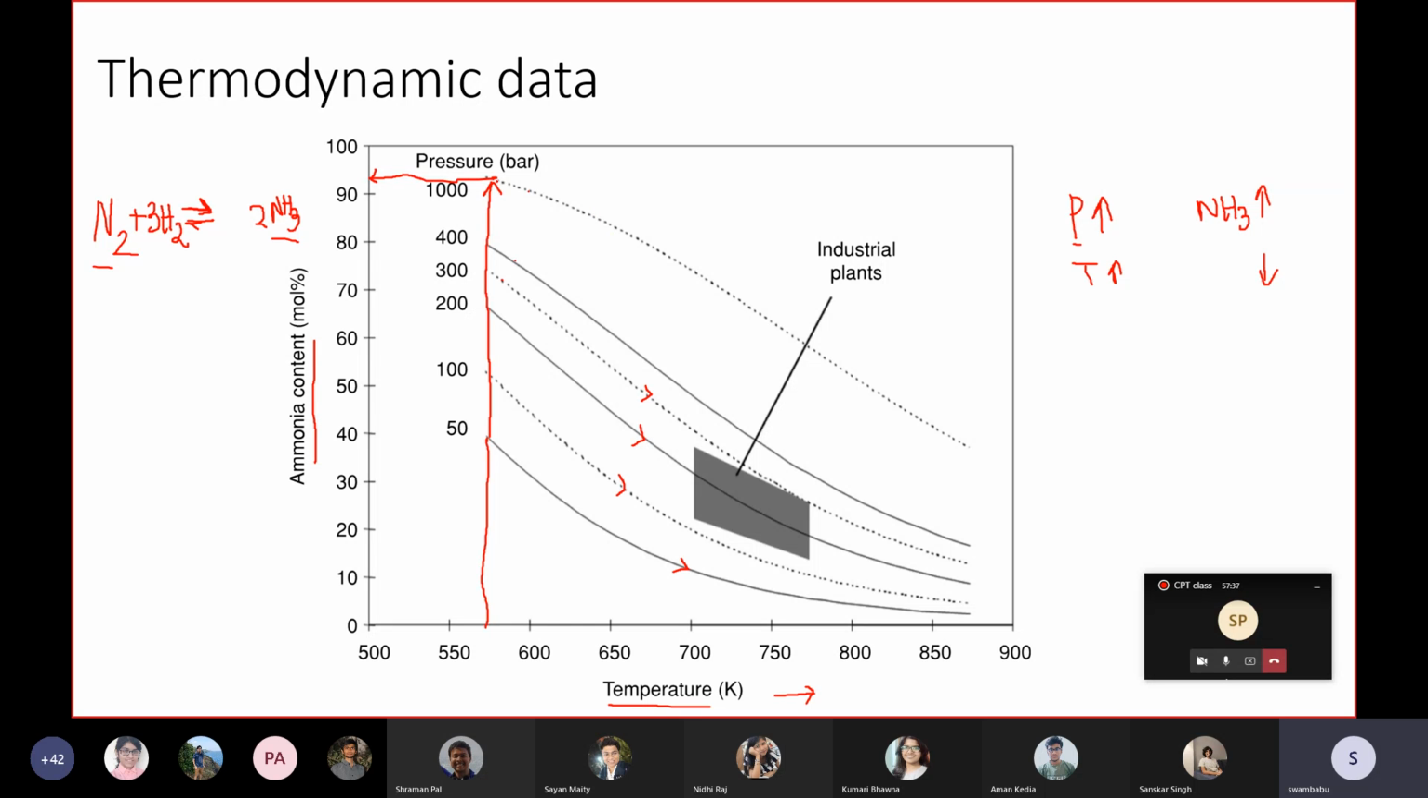See here, this condition is giving almost 92% conversion. It's very, very good. But I have shown in this figure that only in this gray area do industrial plants operate. What could be the reason? Any guess from the students?